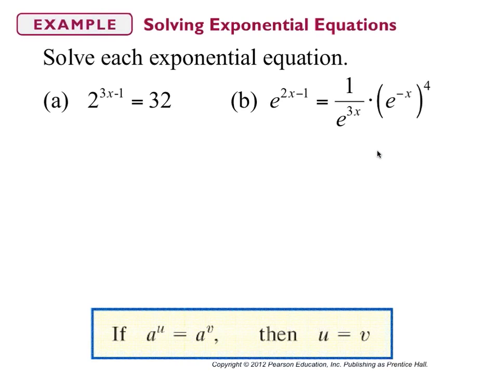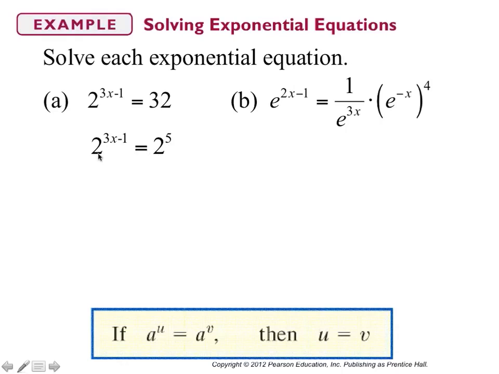So we have 2 to the power 3x minus 1 equals 32, and we want to solve this. The first thing you want to try to do is see if you can get the same bases. So we can rewrite 32 as 2 to some power. 2 squared is 4, 2 cubed is 8, 2 to the 4th is 16, and 2 to the 5th is 32. So I'm going to rewrite 32 as 2 to the 5th power.